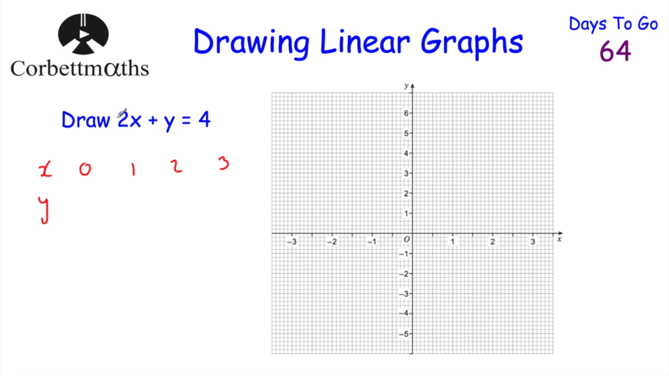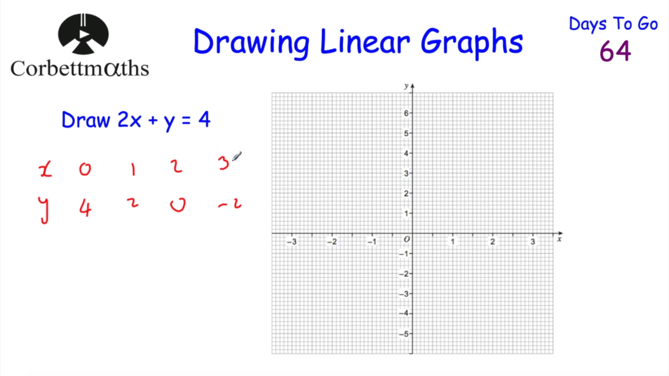To find the values for y, we're going to substitute these values for x into our equation. So 2 times 0 is 0, plus y is equal to 4. Well, y would have to be 4, because 2 times 0 is 0, plus 4 is equal to 4. Next, if x is equal to 1, 2 times 1 is 2, plus y has to be equal to 4, so y is going to be equal to 2. If x is equal to 2, 2 times 2 is equal to 4, well then y would be 0. And finally, if x is equal to 3, then you've got 2 times 3, which is 6. Then you'd have to add negative 2 to get to 4, so y would be equal to negative 2.